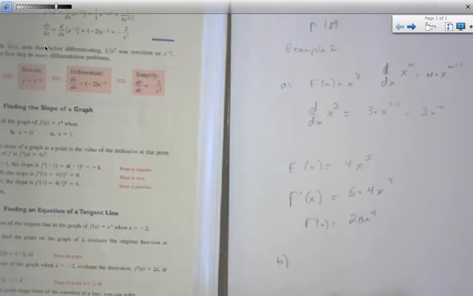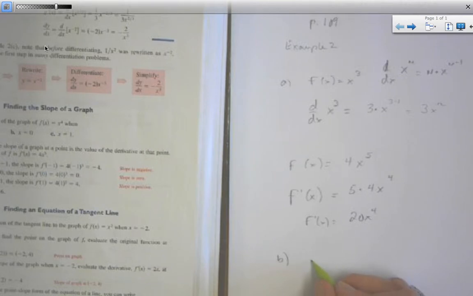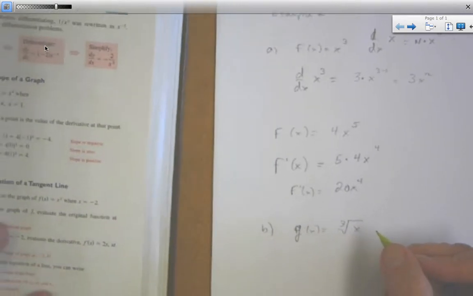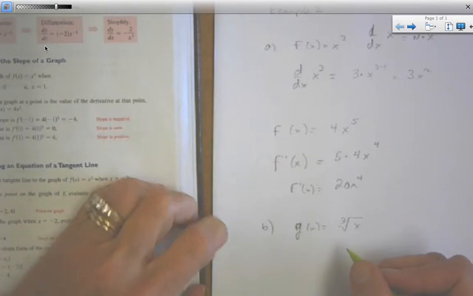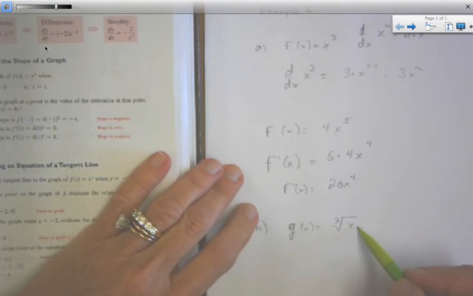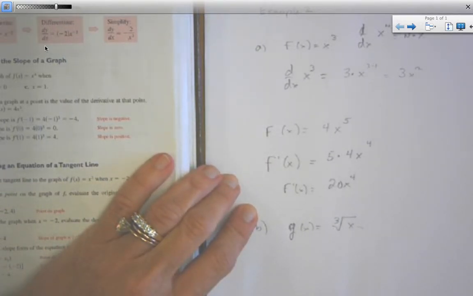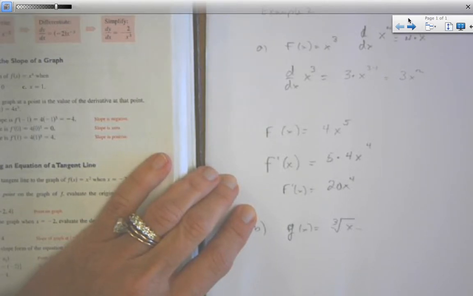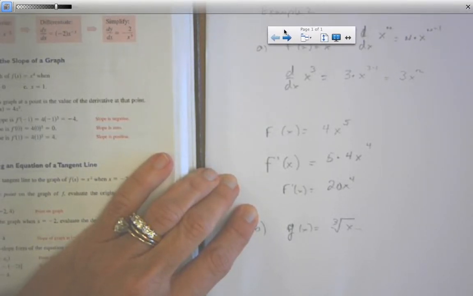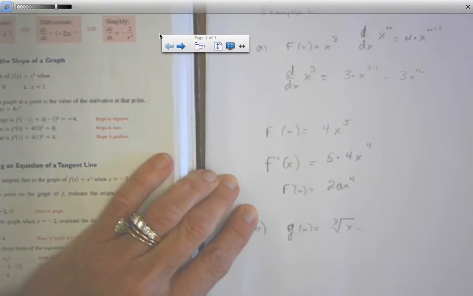Let's look at another example. Let's find the derivative of, let's call this one g of x, the cube root of x. Now, before you find the derivative, you can go through the limit notation, but it'd be awfully nice to use the power rule. And to use that power rule, I'm going to need it in exponent form.